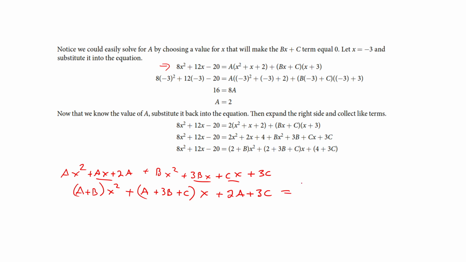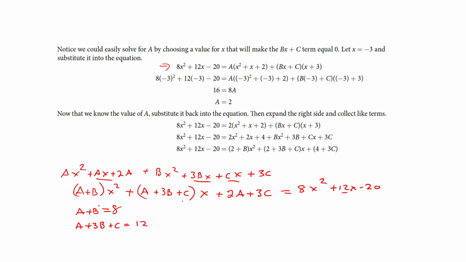Now all of this equals 8x squared plus 12x minus 20. So let's do the same thing we did before. We're going to have an equation that says A plus B equals the 8. All right? And we've got a formula that says A plus 3B plus C equals 12.